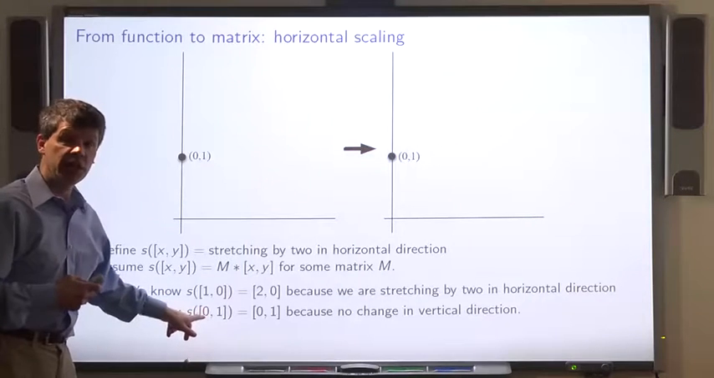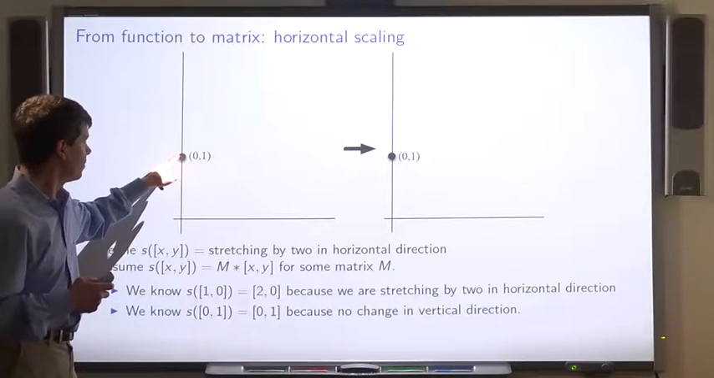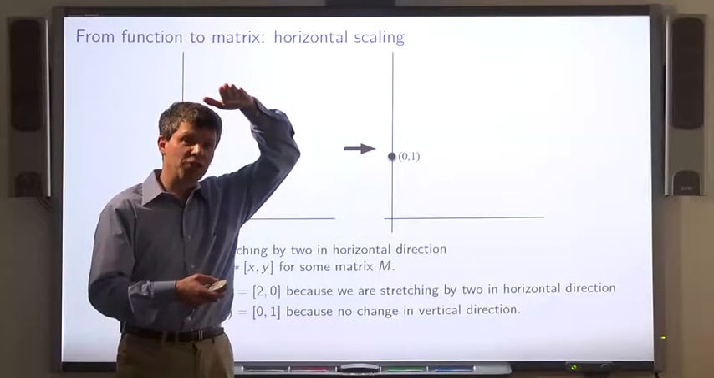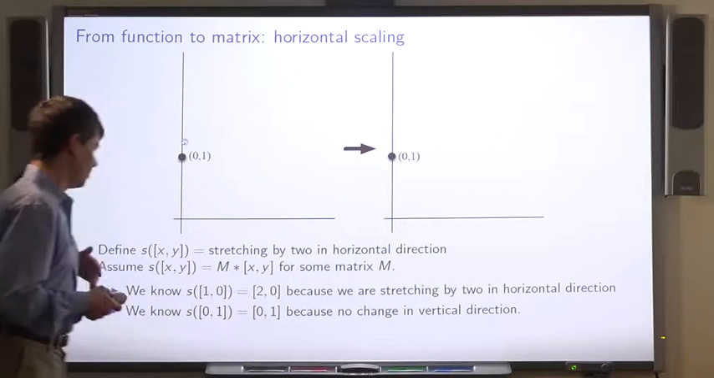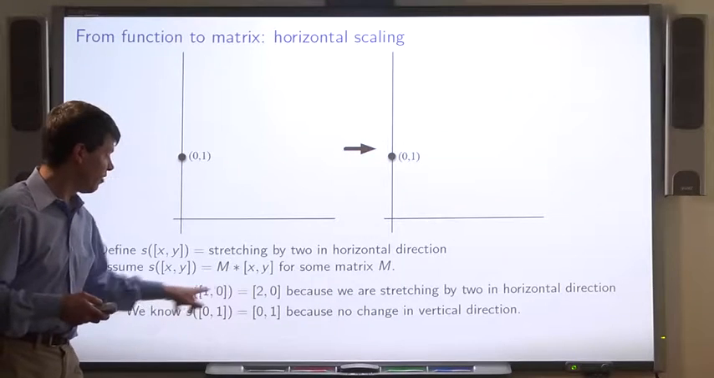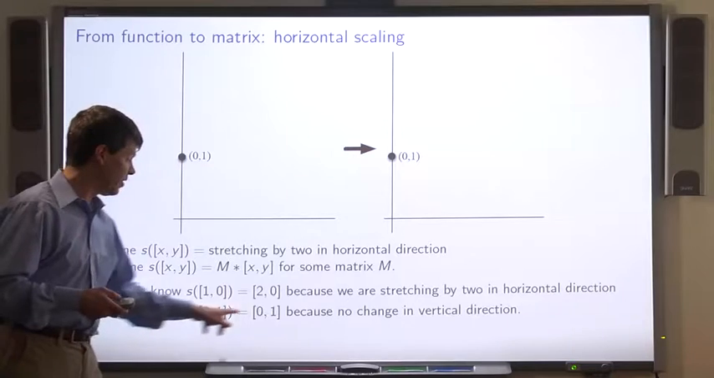Now we plug in the second standard vector, (0, 1). And we know this maps to (0, 1) because we're not doing any stretching in the vertical direction. So we know S applied to the first standard generator is (2, 0). And we know S applied to the second standard generator is (0, 1).